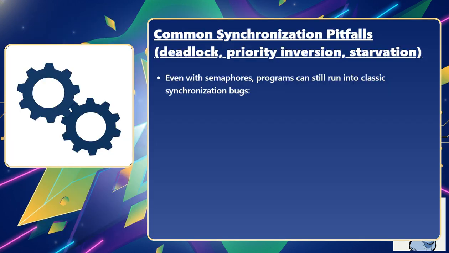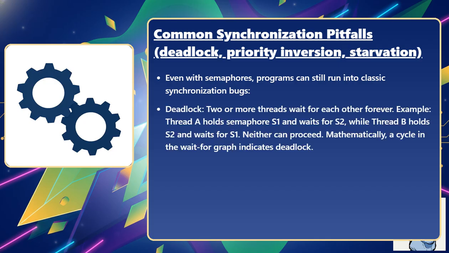Even with semaphores, programs can still run into classic synchronization bugs. Deadlock: two or more threads wait for each other forever. Example: thread A holds semaphore S1 and waits for S2, while thread B holds S2 and waits for S1. Neither can proceed. Mathematically, a cycle in the wait-for graph indicates deadlock.